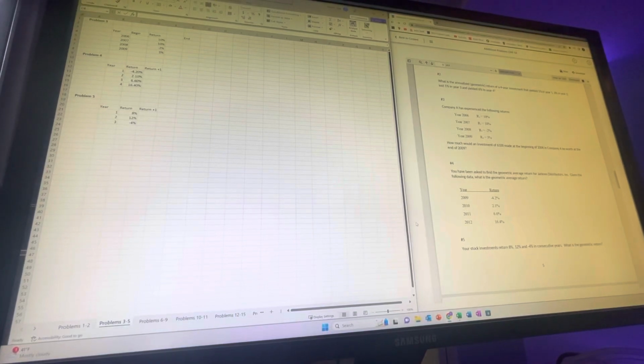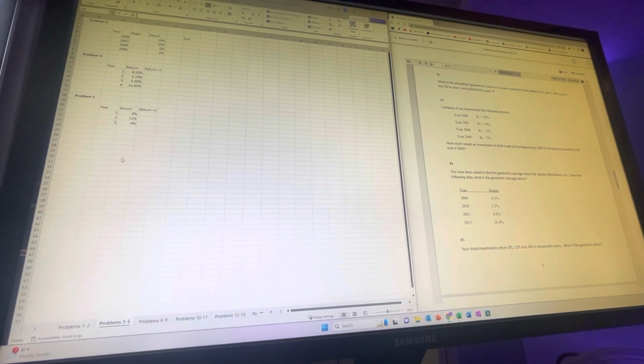So now we're on problems 3 through 5. Problem 3 says company A has experienced the following returns. In 2006, it's 10%. In 2007, 10%. 2008, negative 2%. 2009, 3%. How much would an investment of $100 made at the beginning of 2006 in company A be worth at the end of 2009? So on the left, we have problem 3.